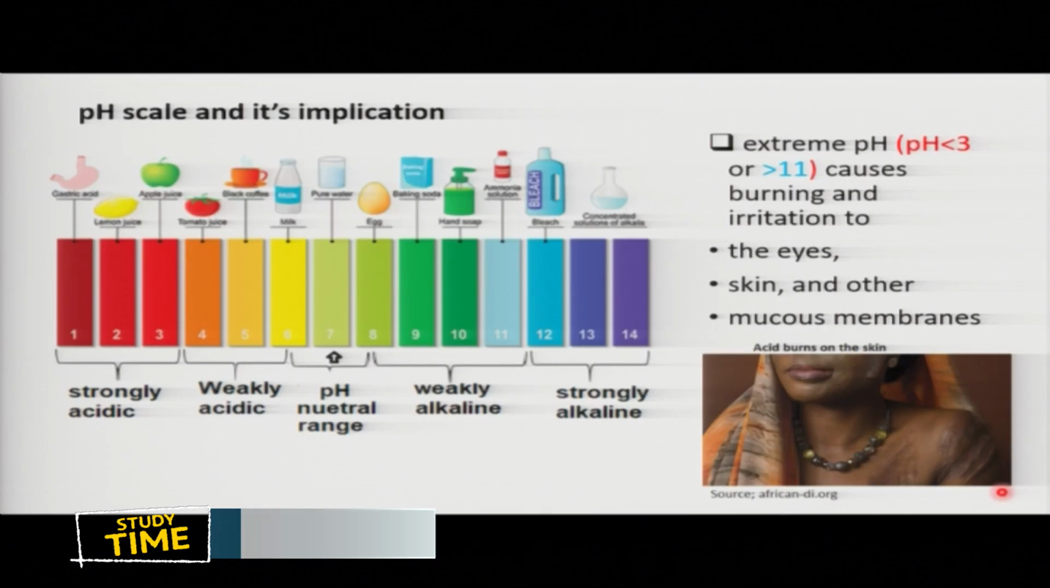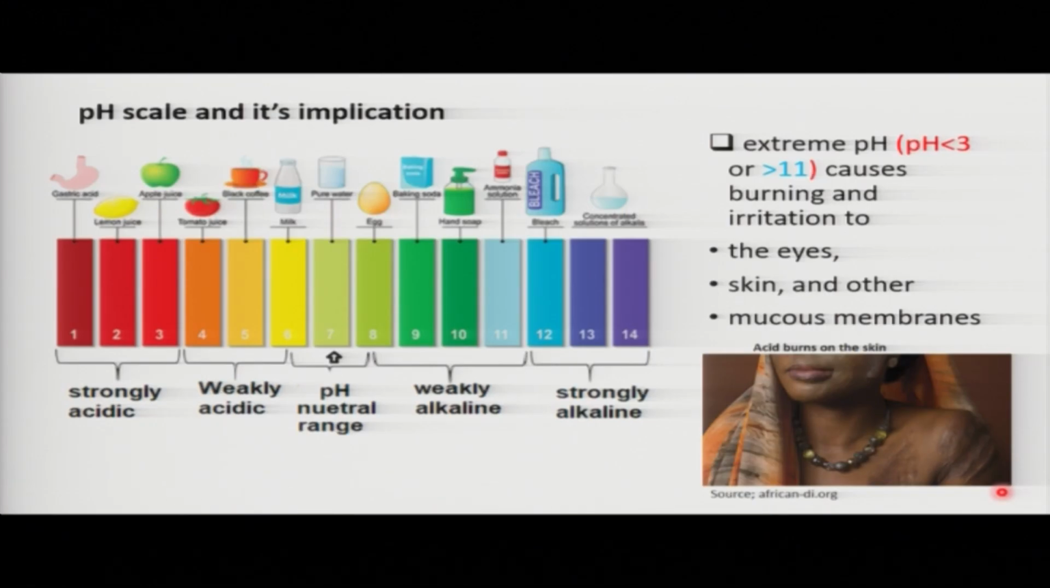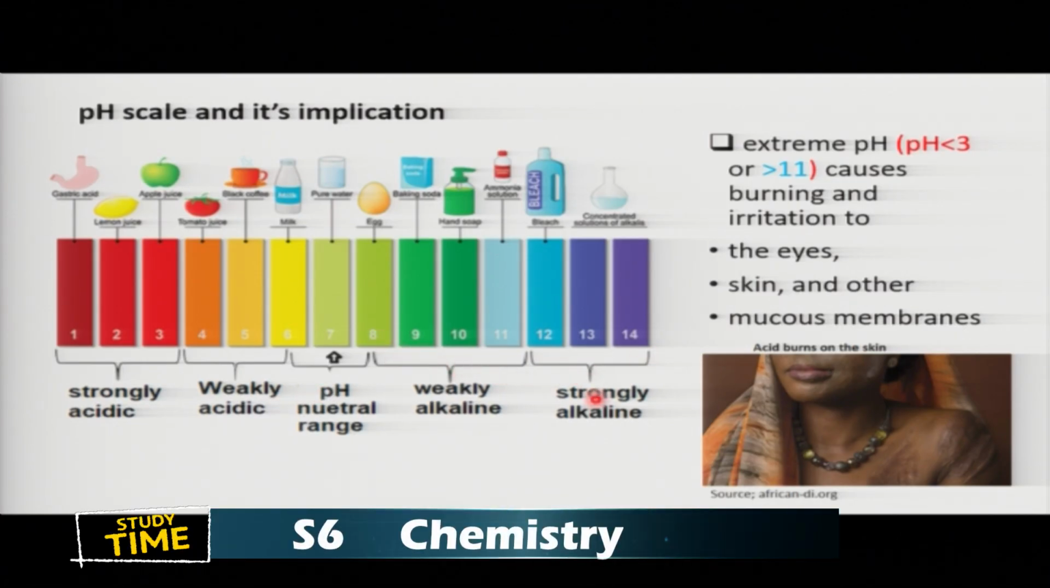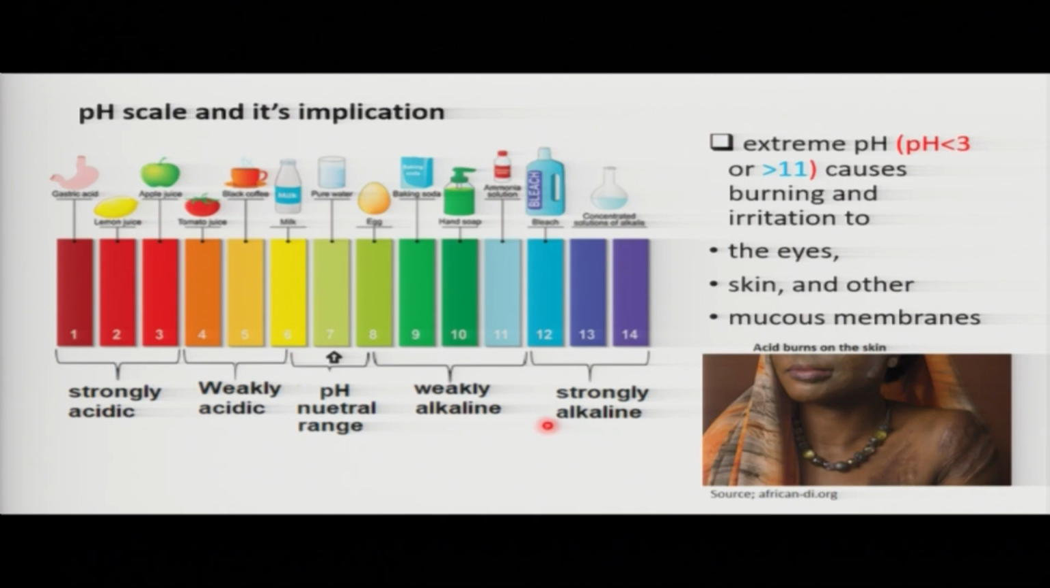As you can see directly, from the pH of 1 to 6, we have the acidic solutions, of course, with varying strength, whether it is strongly acidic or weakly acidic. Then from pH of 8 up to 14, we have it as basic, and that is where we have weakly acidic, weakly alkaline, and strongly alkaline.